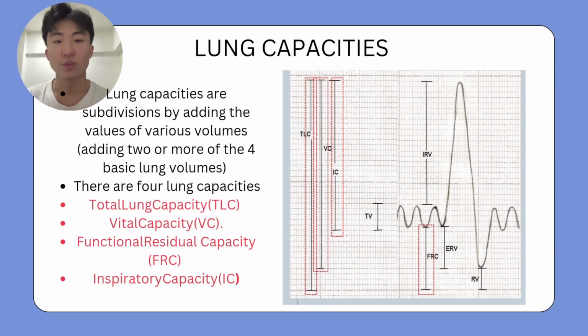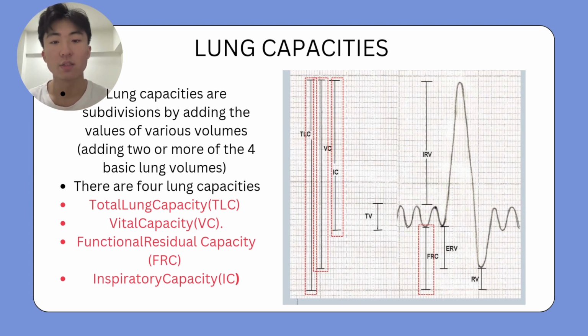So now I want to introduce some professional terms. What's TLC? TLC refers to the total amount of air contained in the lungs after a maximum inhalation, and VC refers to the maximum amount of air exhaled forcefully after maximum inhalation. So VC equals TV plus IRV plus ERV.